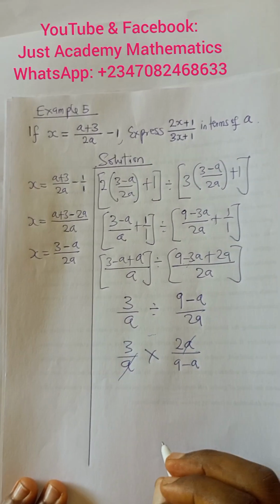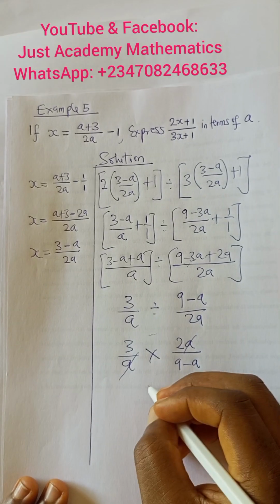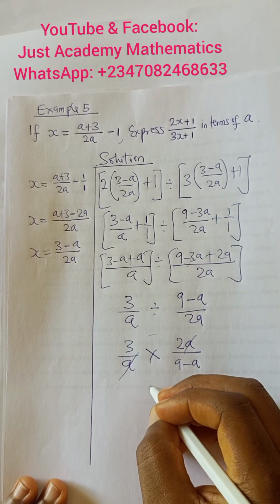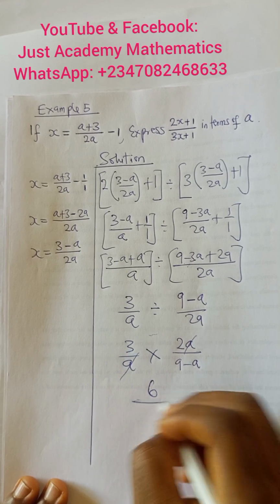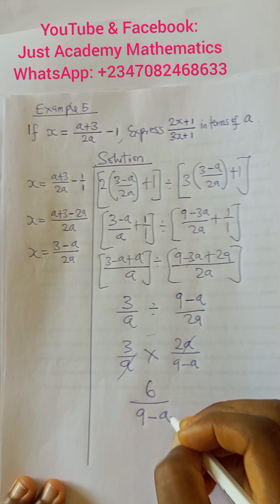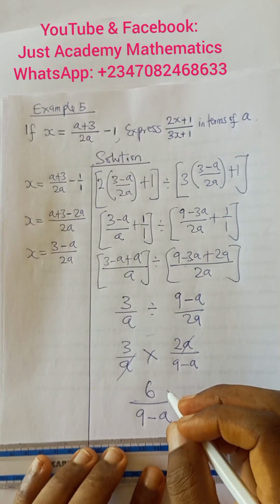So a will cancel a. So we are left with what? We are left with 6 over 9 minus a. This is what we have to get.